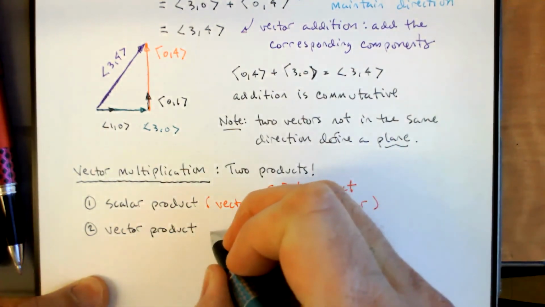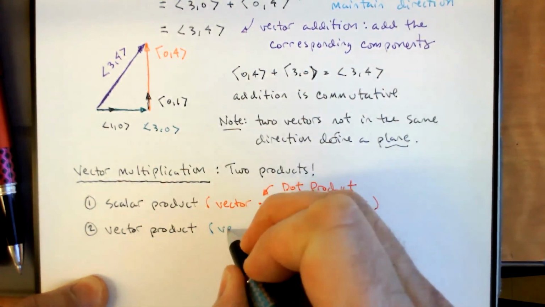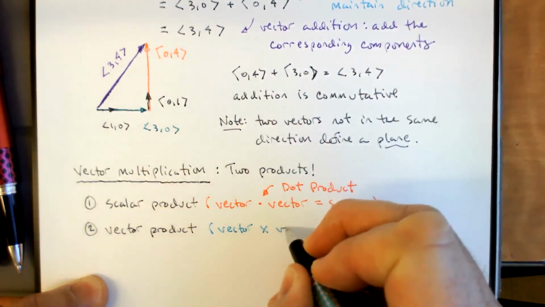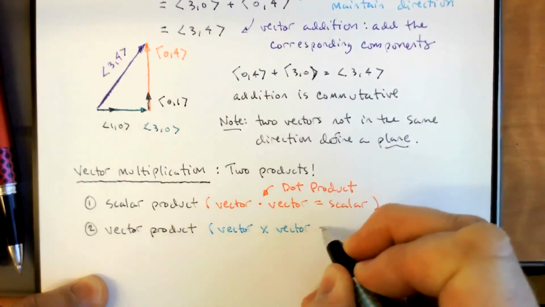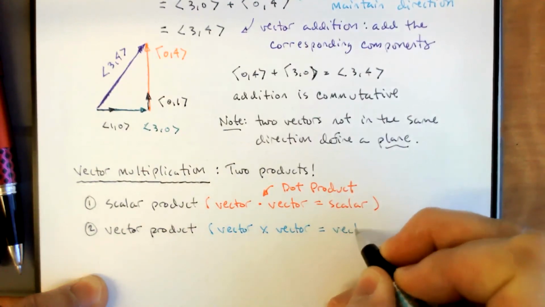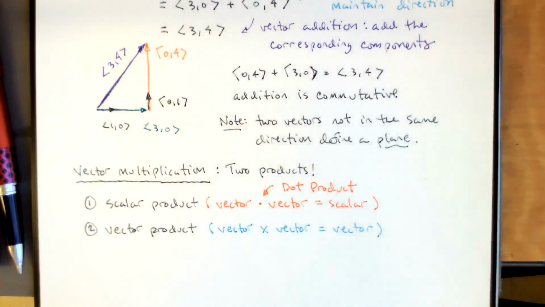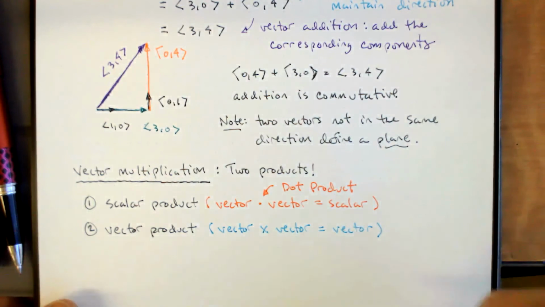In a vector product, we take a vector and we multiply by another vector and come up with a vector. You'll notice that very conspicuously, I use X to indicate the multiplication here. And that tells us what this product is called. This product is called the cross product.